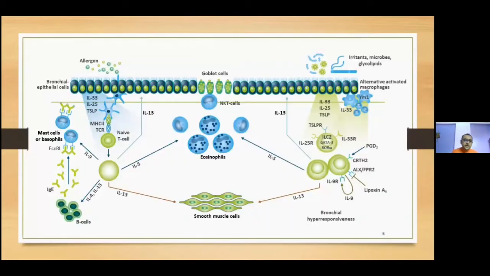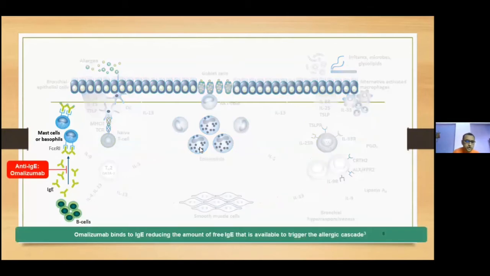So now if we go back to that picture, that cartoon, then we can see first of all the role of omalizumab, that is the anti-IgE monoclonal antibody. So they block the binding of IgE to the Fc epsilon receptor present on the mast cell, and the subsequent release of histamine can be blocked.